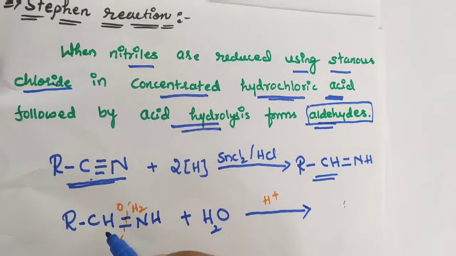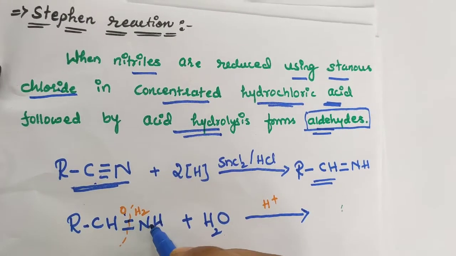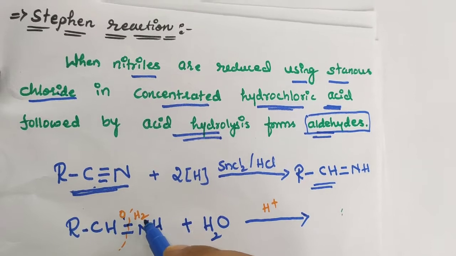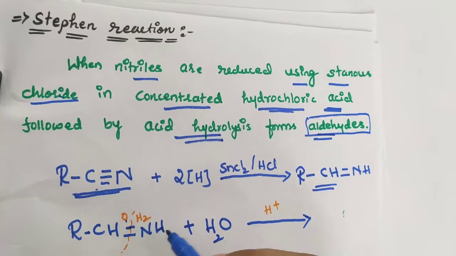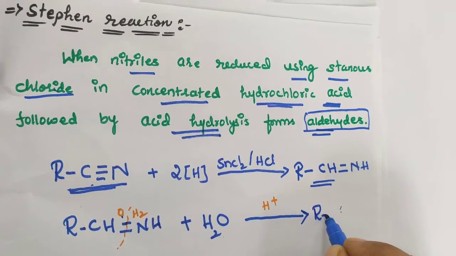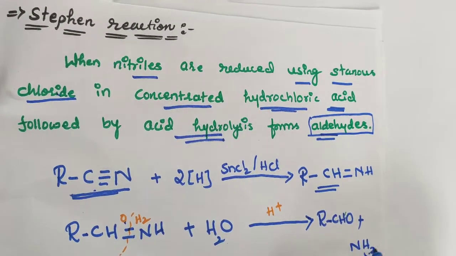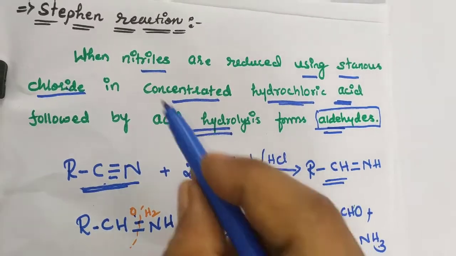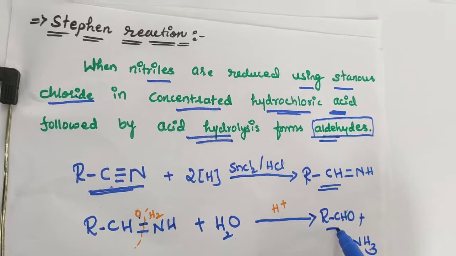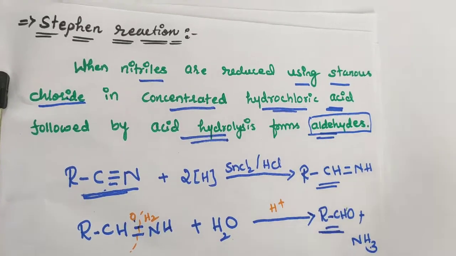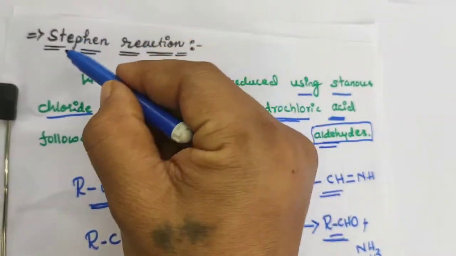This breaks down into the aldehyde product, RCHO, and what remains is NH, and when two more hydrogens are added to it, it becomes NH3. So the product we get is an aldehyde, and there is elimination of NH3. Such a reaction is known as the Stephen reaction. It appears in two steps. Finally, we obtain an aldehyde as the main product. This is the general reaction we consider for the Stephen reaction.